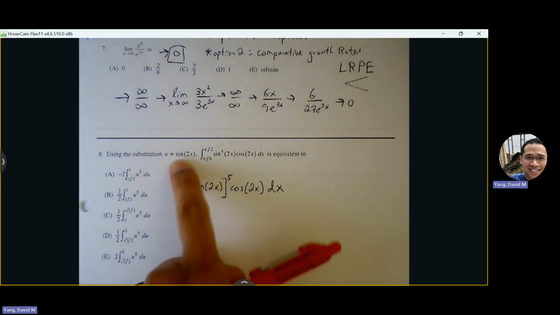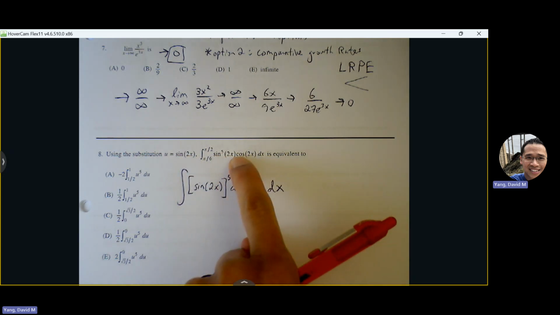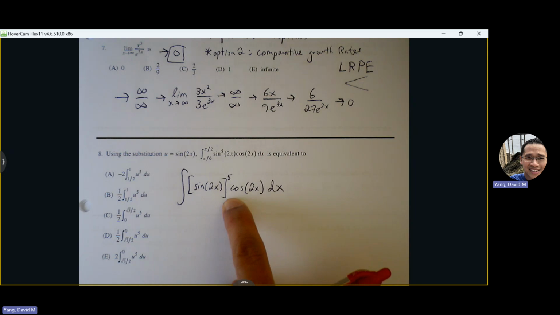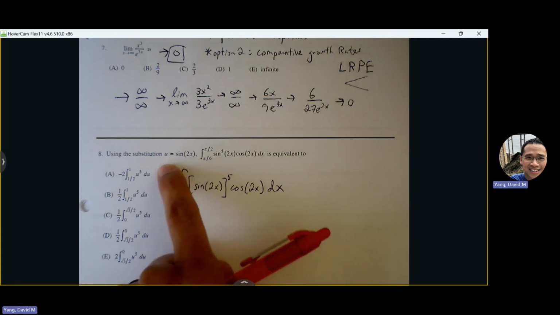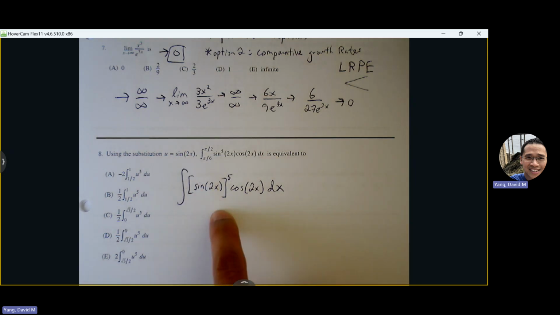So it's nice that they're telling us our u value is sine of 2x, but we should be able to know what the u value is going to be after we rewrite it. Right? So I want to make sure that we understand, it's nice that they're telling this to us, but they could also expect us to find it on our own.